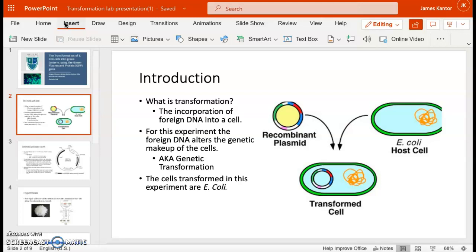So, a little introduction: what is transformation? It is the basic idea that it incorporates a foreign DNA into the cell. And for this experiment, the foreign DNA actually alters the genetic makeup of the cells, so it incorporates itself into the cell's genome, aka genetic transformation. And for this experiment, we transformed the cells E. coli.